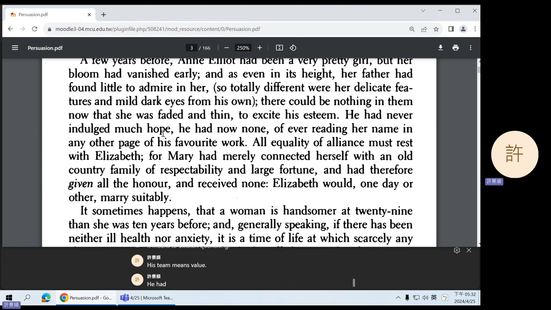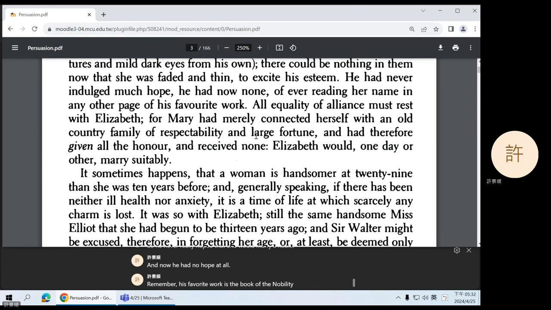He had never indulged much hope. He had now none of ever reading her name in any other page of his favorite work. So he never really hoped that Anne would marry a noble. And now he had no hope at all. Remember, his favorite work is the Book of the Nobility. All equality of alliance here means marriage, must rest with Elizabeth.